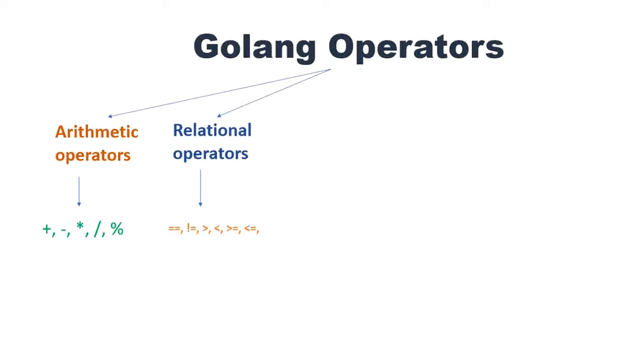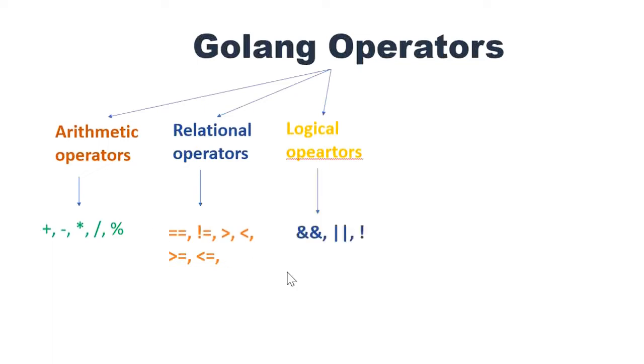The next operator we have is logical operators. With the use of logical operators, we connect two or multiple expressions that always result in a Boolean value. With logical operators, we have and, or, and not. These are the three types of operators we can use as logical operators. The use of every operator we will be discussing further in this video.